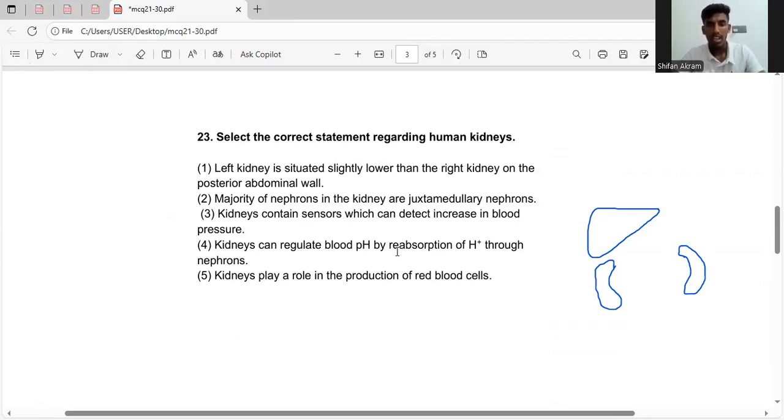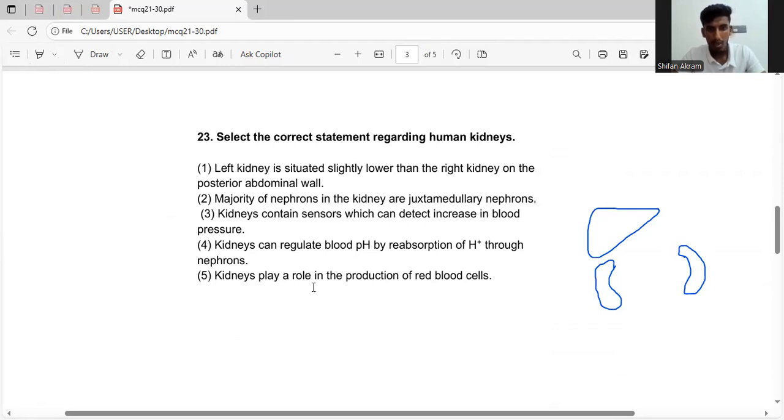nephron. As I told you, H plus cannot be reabsorbed, it can only be secreted. Only bicarbonate can be reabsorbed. Always remember that. So again we can eliminate this answer. So all four answers are wrong, so it should be the fifth one. Let's take a look at it.